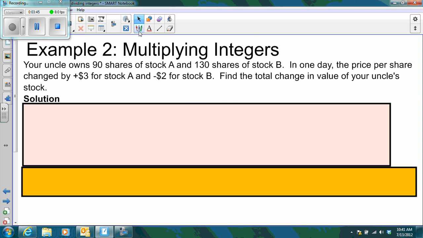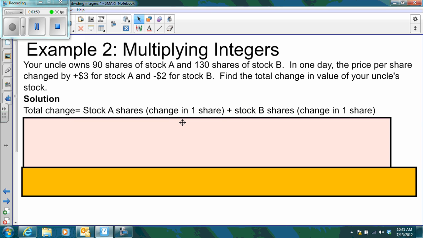I think it's important to initially start by setting up a verbal model so we know what's going on. So for the total change, we need to look at stock A shares, so the number of shares, 90, times the change per share, which is plus $3 for A. So one share changed by $3, and this has to do with stock A. Then we have plus the stock B change. So stock B shares, the number, which is 130, and its change was negative $2.